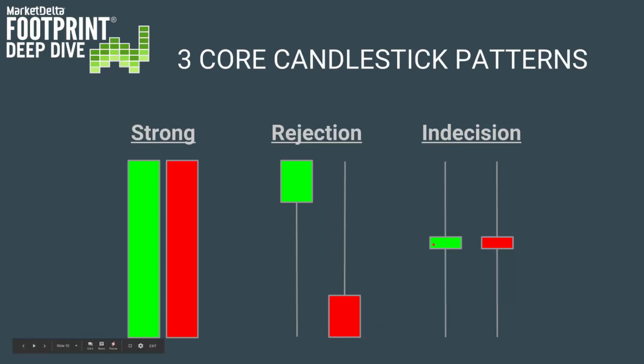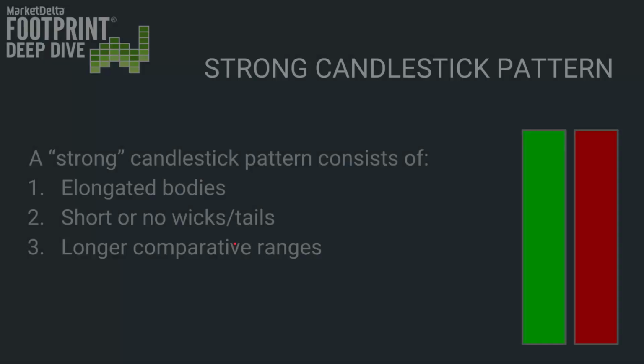And then these ones just travel randomly. They have wicks or tails on both ends a lot of times. It's more of a random trade. I call it indecision. There's not any price direction. The bars heavily overlap, which you're going to see here in a moment. And so: strong, rejection, and indecision. Let's take a look at these.